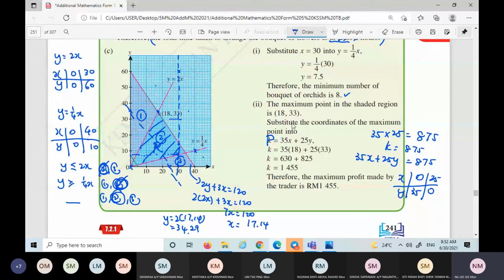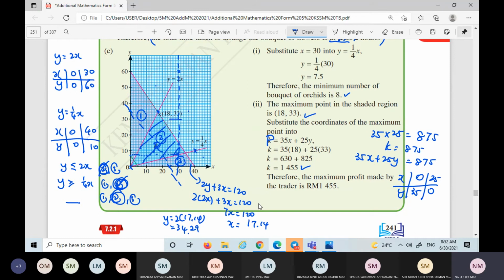Let's say you know already this is how you get the maximum point. So you just substitute back into this function, and then this will be your maximum profit. Now you will have problem in finding the maximum point only, because the intersecting point, as I said just now, is not a whole number. When we solve simultaneously, these are two equations.